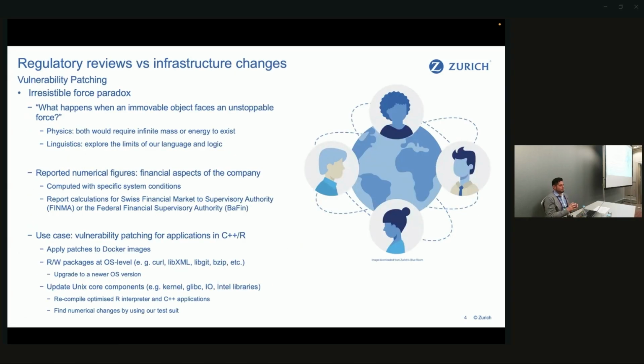In this slide, I want to tell you more or less what our problem is. It's rather not technical. It's just one of the reasons why we are doing what we are doing so complicated. As I said, this company is global, so it has people working everywhere. I couldn't find a better way to describe what we are doing than this irresistible force paradox. I don't know if you have ever heard of it. It says something like, what happens when an immovable object faces an unstoppable force?